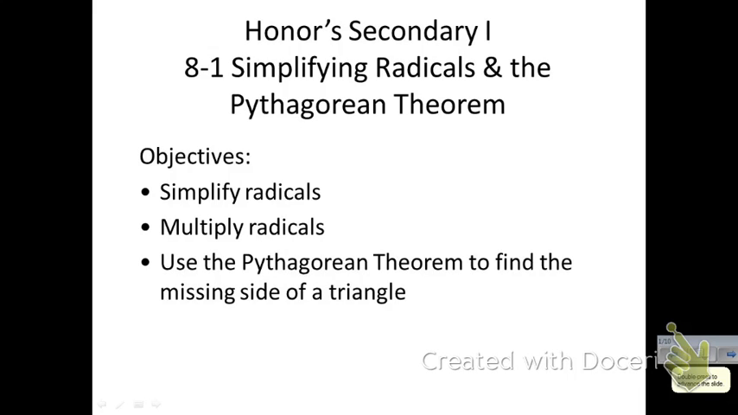Okay, today in class we learned how to simplify radicals and how to apply the Pythagorean theorem. So we'll simplify radicals, we'll multiply them, and then we'll use the Pythagorean theorem to find the missing side of a triangle.